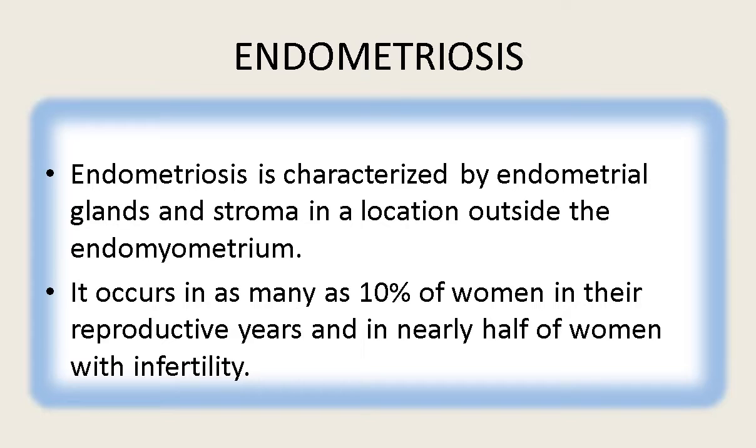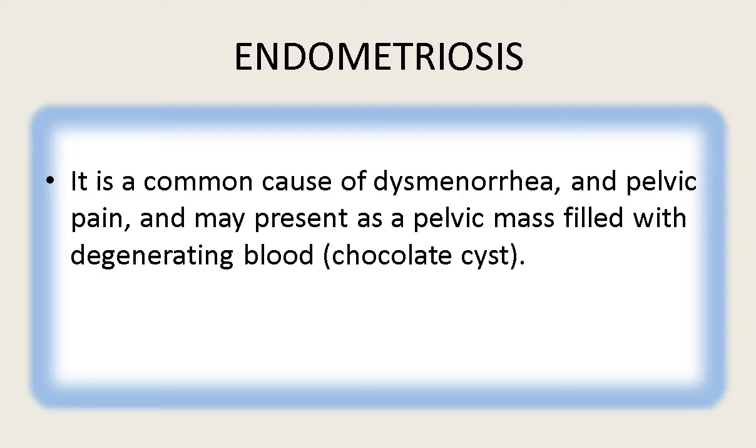Endometriosis occurs in as many as 10% of women in their reproductive years, and in nearly half of women with infertility. Therefore, it is important that this justifies its discussion here. Endometriosis is a common cause of dysmenorrhea and pelvic pain, irregular menstrual cycle, and may present as a pelvic mass filled with degenerating blood, occasionally called chocolate cyst, and sometimes mimics abnormal lesions or neoplastic lesions in the ultrasonography.